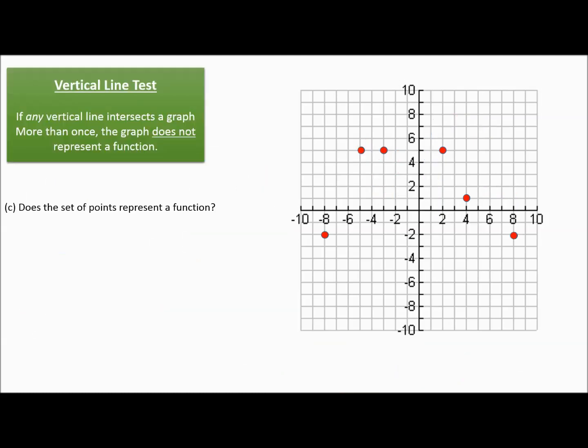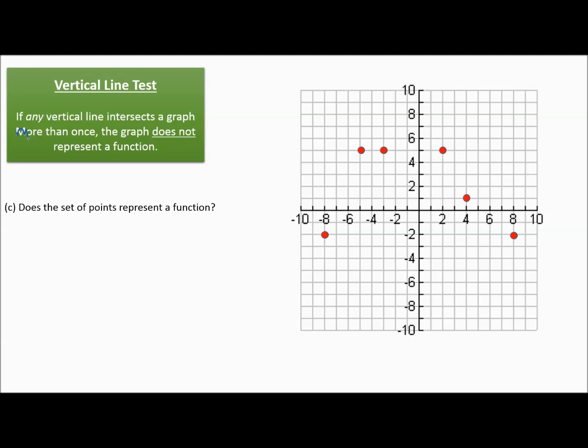And here we go, formally in green, the vertical line test. It says if any vertical line intersects a graph more than once, that doesn't need to be a capital M, more than once, the graph does not represent a function.